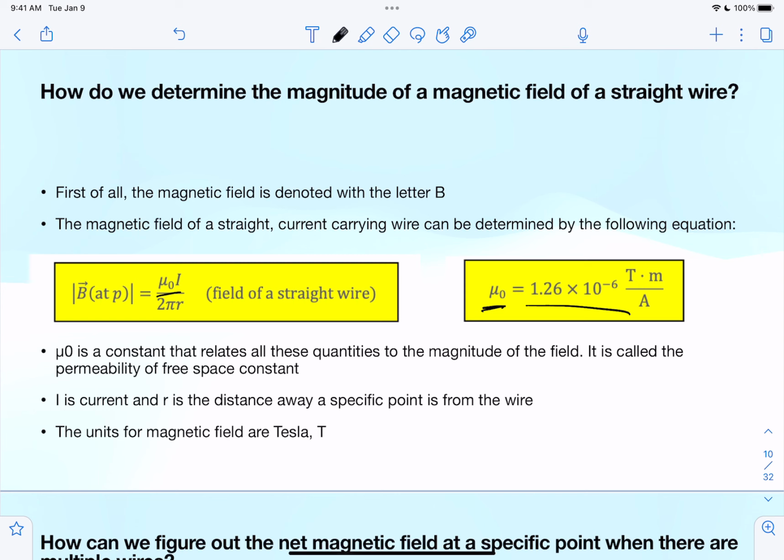So mu 0 is a constant that relates all these quantities together, and it's called the permeability of free space. I, in this case, is the current. R is the distance a specific point is from the wire, and your units for magnetic field are Teslas. That's how you figure out the magnitude of the magnetic field at a specific point.